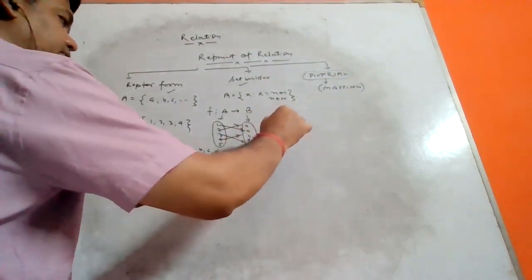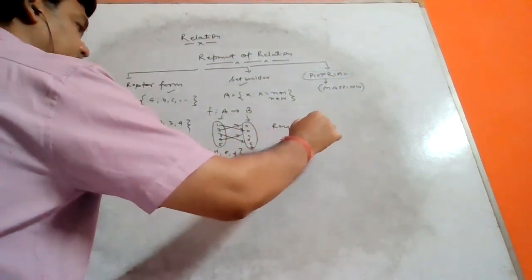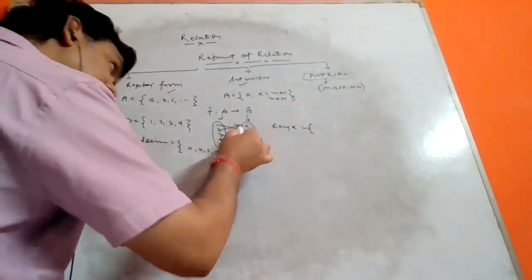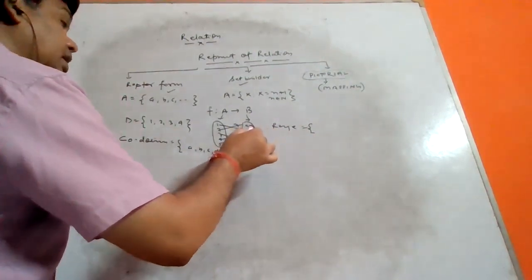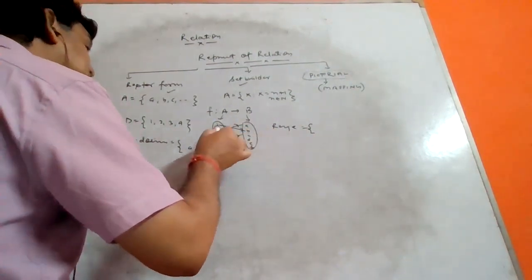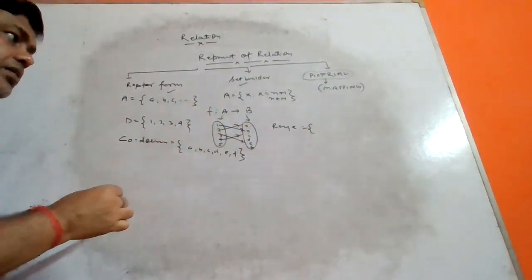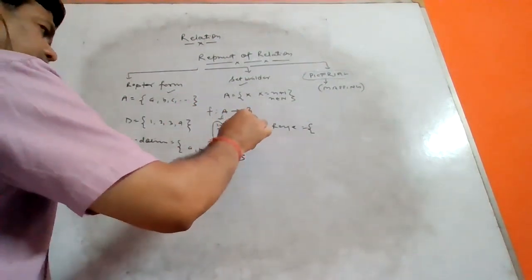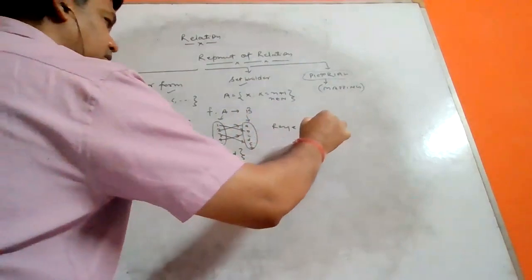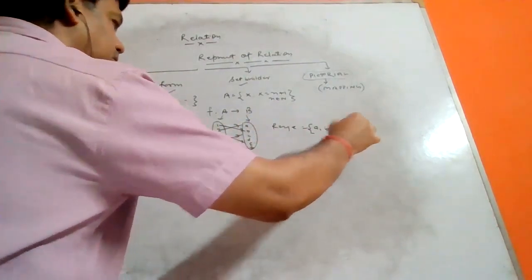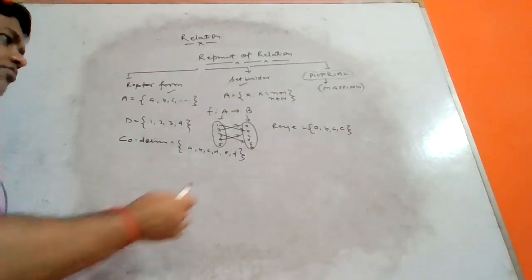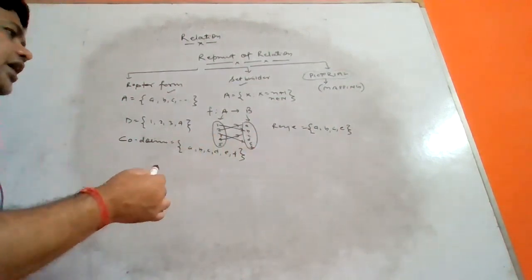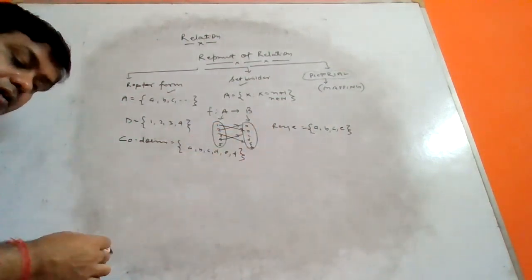And the next one is the range. Range is the set of all elements present in set B, and they are engaged with some element of A. They are not all the elements of B. They are engaged with some element of A. For example, A, B, C, E. These are the elements of set B which engage with elements of A. So these are known as the range of the function.